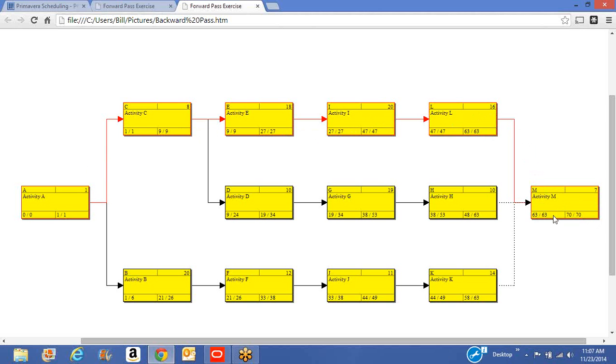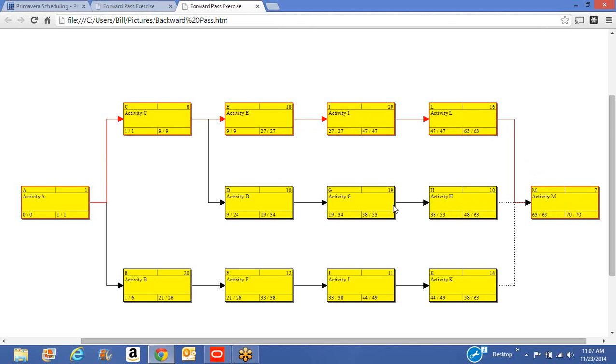So we have activity M with day 63, and that'll also be day 63 here at the end of activity H, because in theory, activity H could finish on day 63. We subtract the 10-day duration for activity H, that comes out to 53. All right, there's a difference. 38 versus 53, you can see that there's a difference. Likewise, we can see the difference here at the end of the activity. Day 48 versus day 63. The difference is 15. That's the float on this activity.